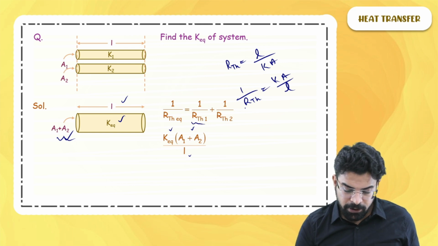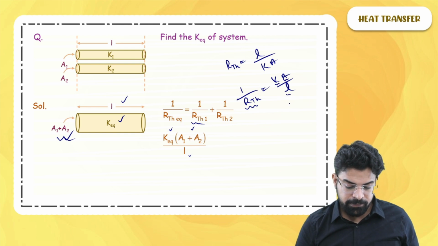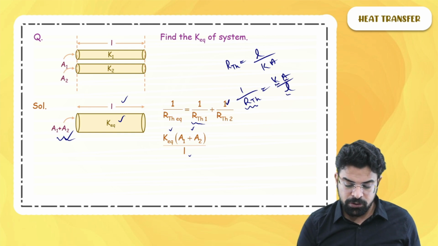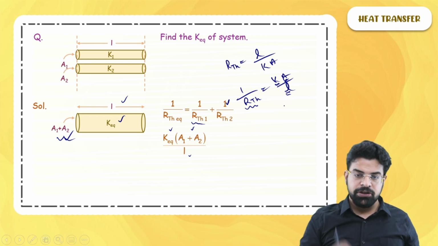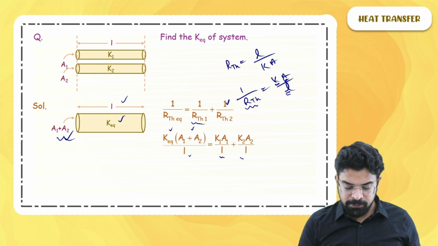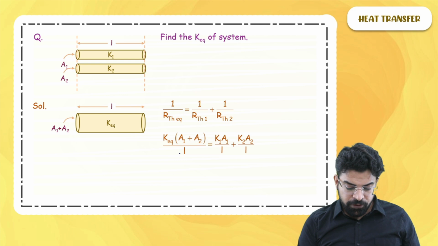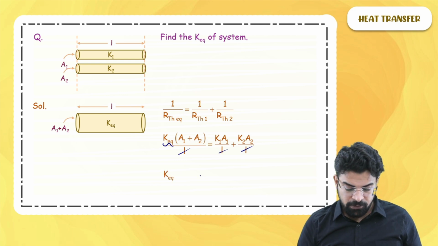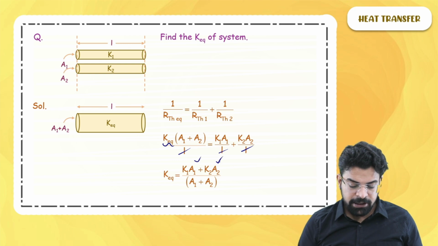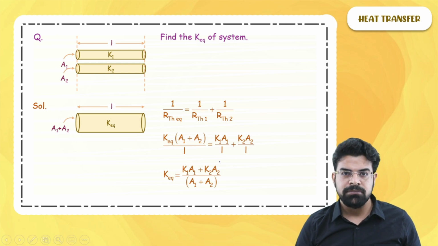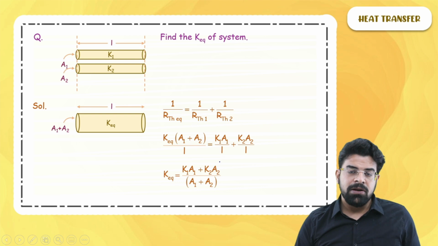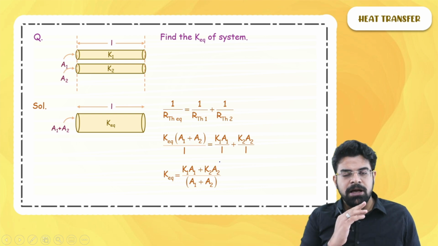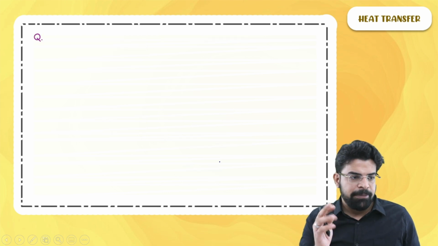So 1 upon R thermal 1 will be K1 A1 by L. And 1 upon R thermal 2 will be K2 A2 by L. Substitute that. So you get K1 A1 by L plus K2 A2 by L. Now from each term, cancel out L. So what you get is K equivalent equals K1 A1 plus K2 A2 by A1 plus A2. A simple question. Now let's see the next question which will be asked in current electricity, capacitor, everywhere.